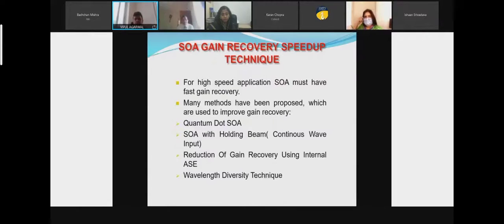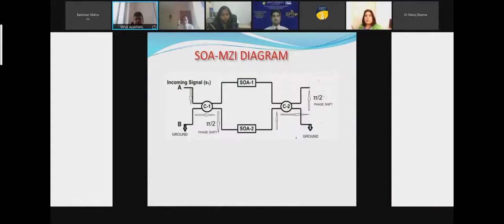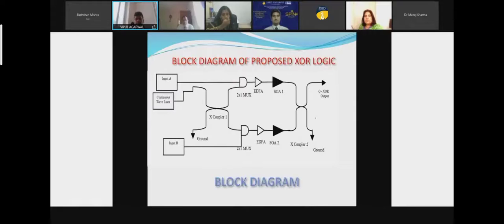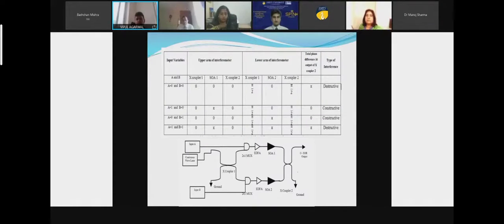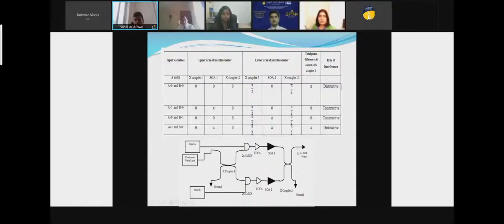So here there is a way to improve the SOA gain. We are using the quantum dot technique here, and we have successfully simulated at 200 Gbps. So this is the SOA-MZI. This is our XOR logic. I will explain it through this diagram. Here we can see that there is a phase shift introduced in the continuous wave laser. This continuous wave laser is met at the output, and at the output, constructive and destructive interference will take place. So whenever XOR logic 1 is required, we ensure that the two waves coming from top and bottom interfere constructively.